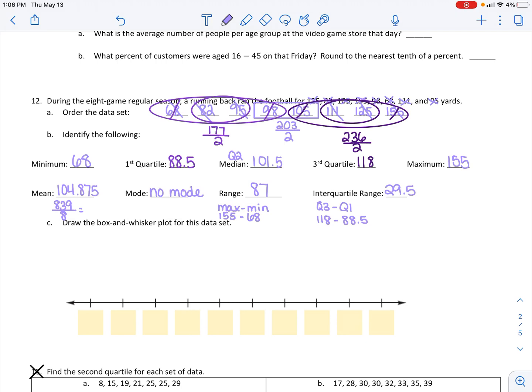Once we have all of this information, we're going to go ahead and create our box and whisker plot. And in order to create our box and whisker plot, we need the minimum, first quartile, median, third quartile, and the maximum. Okay, so I'm going to go ahead and put some numbers here. I'm going to start at 60, and I'm going to go up by tens. I think I'll have enough room.